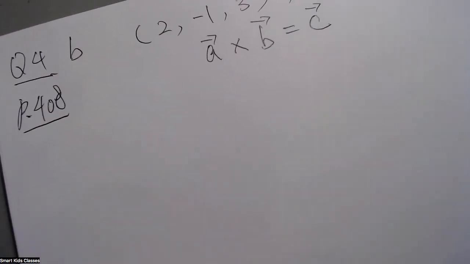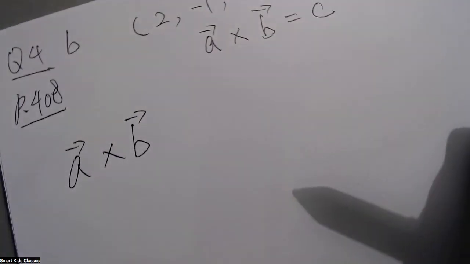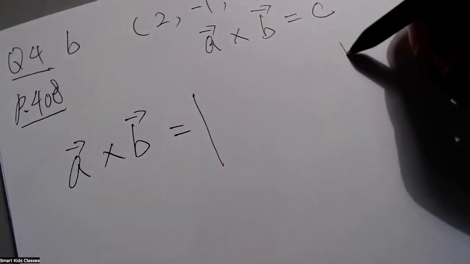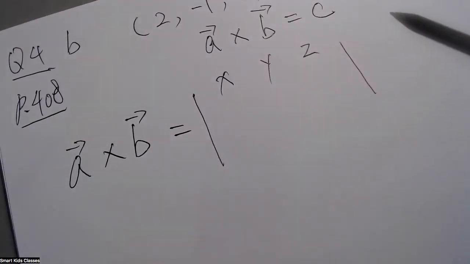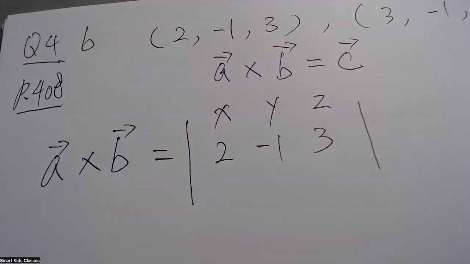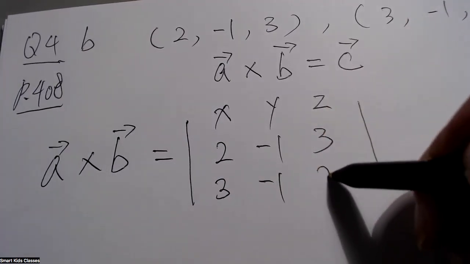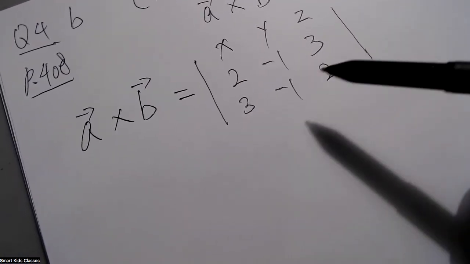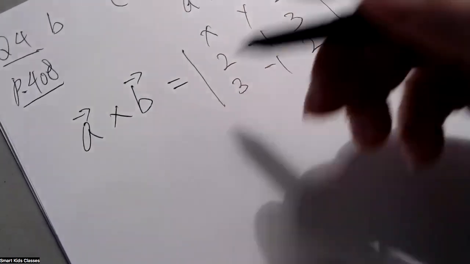So for vector A cross vector B, I'm going to draw a matrix. We write x, y, z. We write the first vector here: 2, -1, and 3. We write the second vector here, and 2. Now from here, we're going to do these 2 cross, and we're going to get the answer called C.